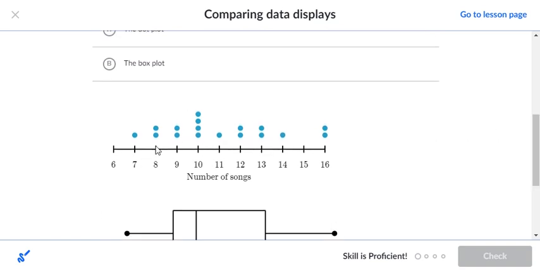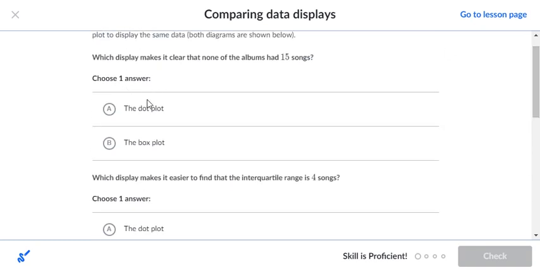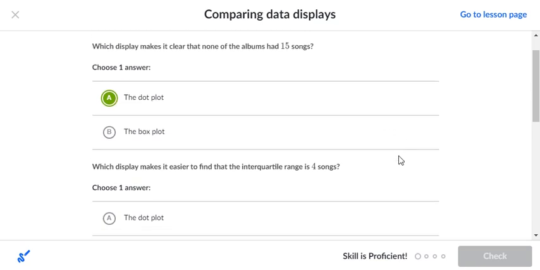This right here, the dot plot, gives you the number of songs found in each of the albums, 7, 8, 9, 10, all the way up through 16. We can look at this much more clearly and see that there's no number above the 15. So that would be the dot plot.